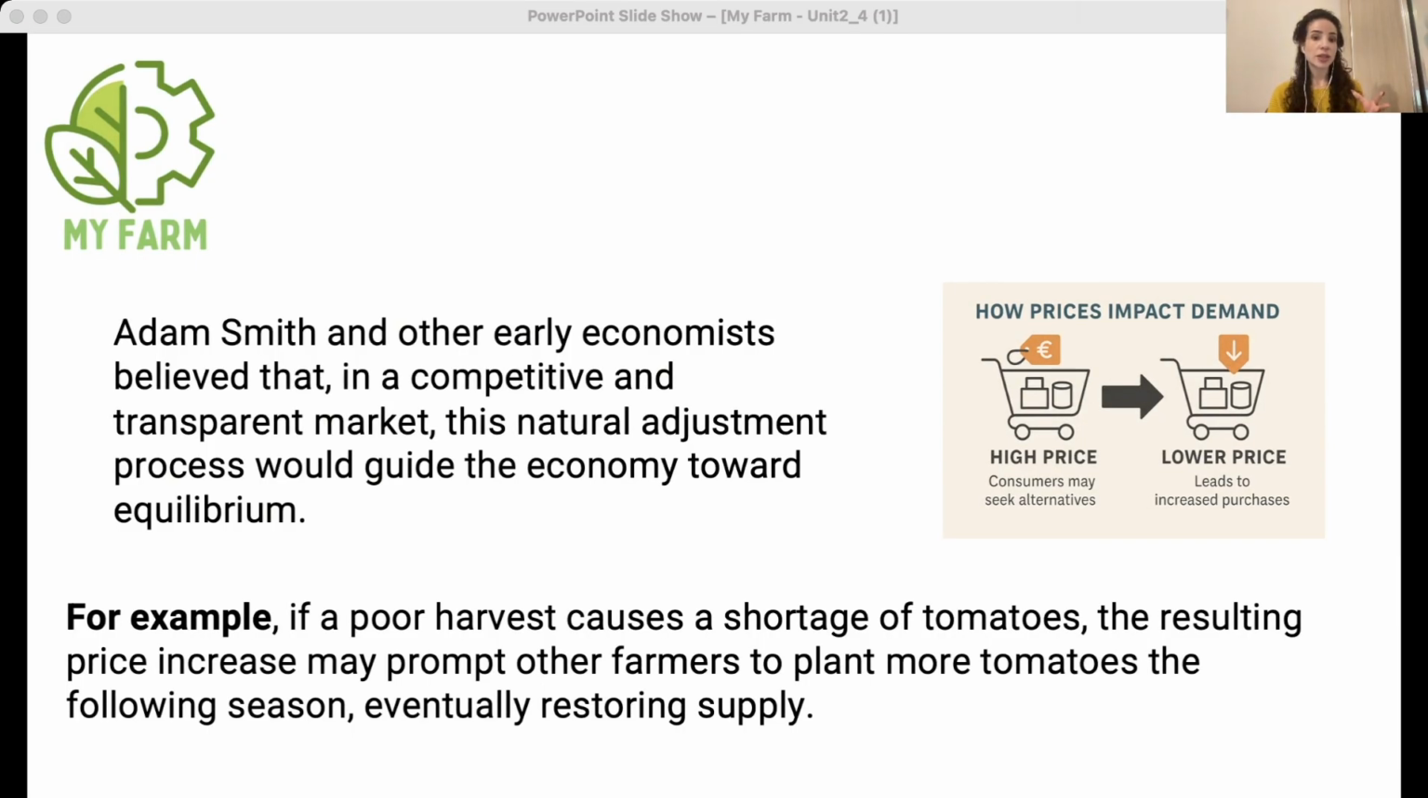Early economists such as Adam Smith believed that markets naturally move towards equilibrium through these self-correcting forces. According to this view, individual decisions by producers and consumers guide markets towards balance without central coordination. Consider the opposite of the apple glut, a tomato shortage. Poor weather reduces supply, prices rise, and consumers feel the impact. These higher prices may encourage other farmers to plant tomatoes in the following season, increasing future supply.